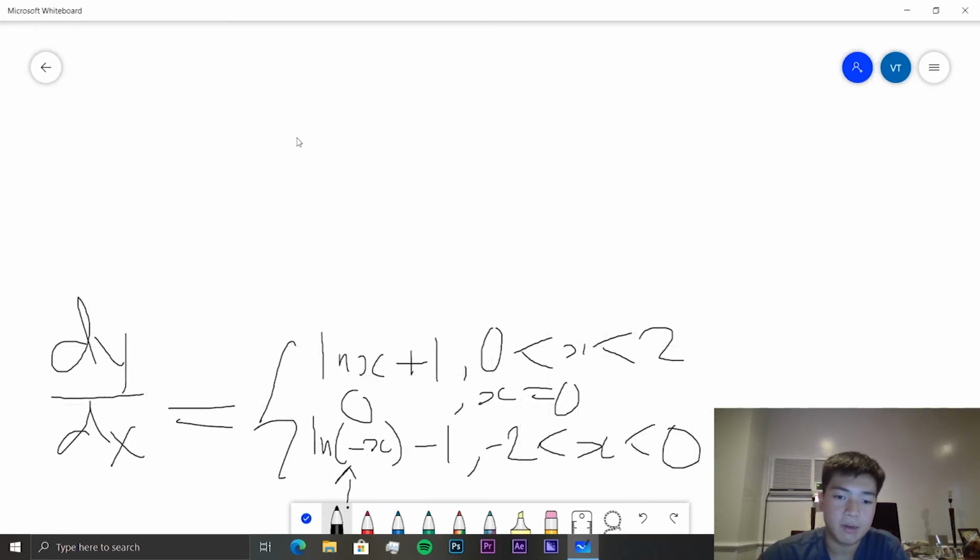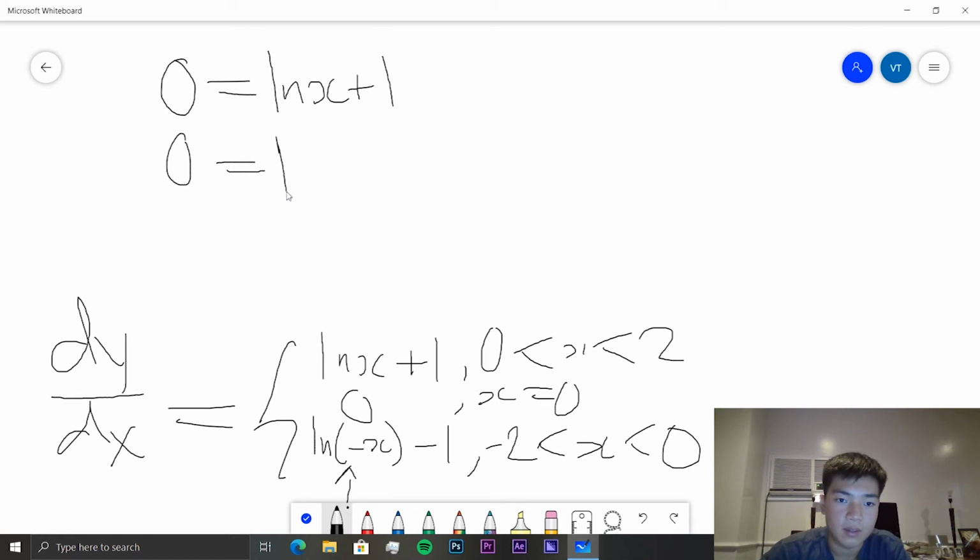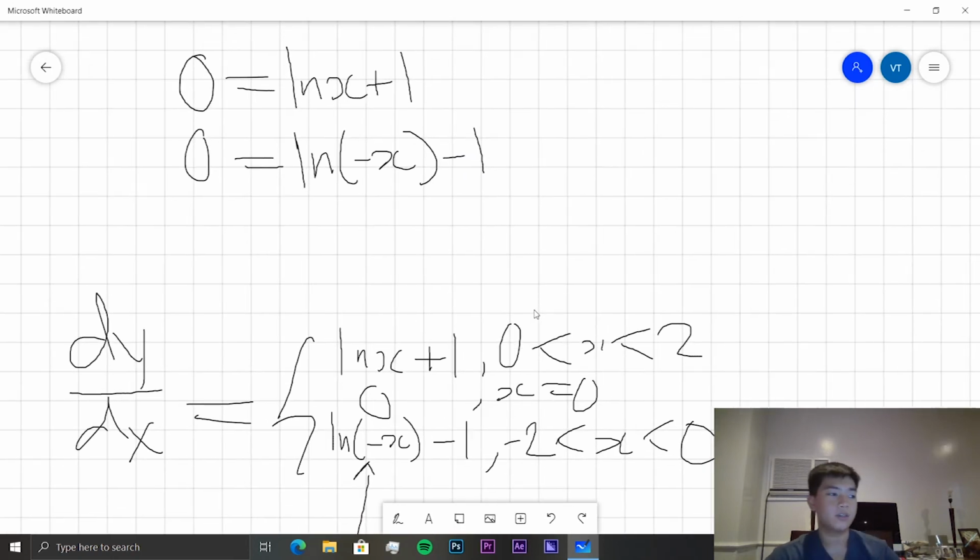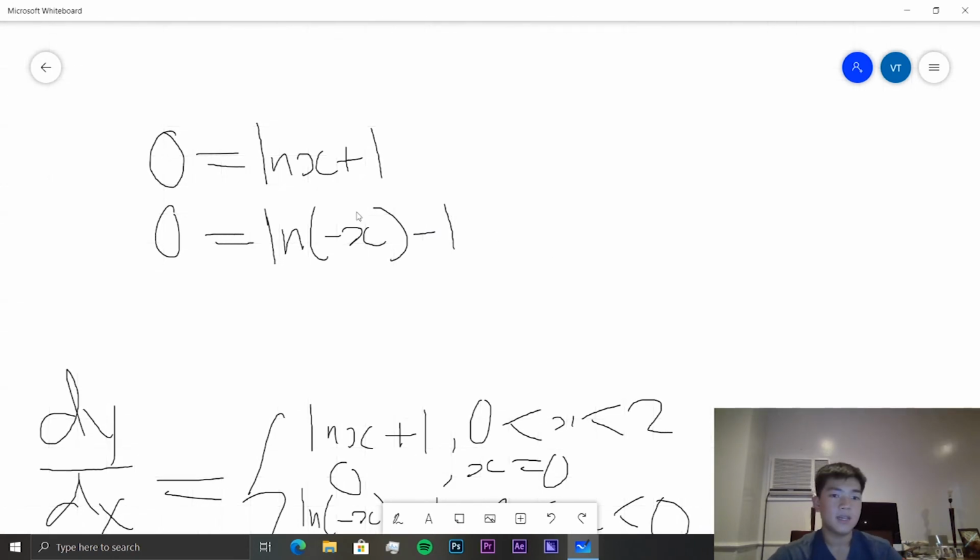So this is when dy over dx is 0. So we have 2. This is when 0 is equal to ln x plus 1. Of course, 0 will not be a turning point. And the other one is 0 is equal to ln of negative x minus 1. So these will be our 2 turning points, and indeed we have 2.